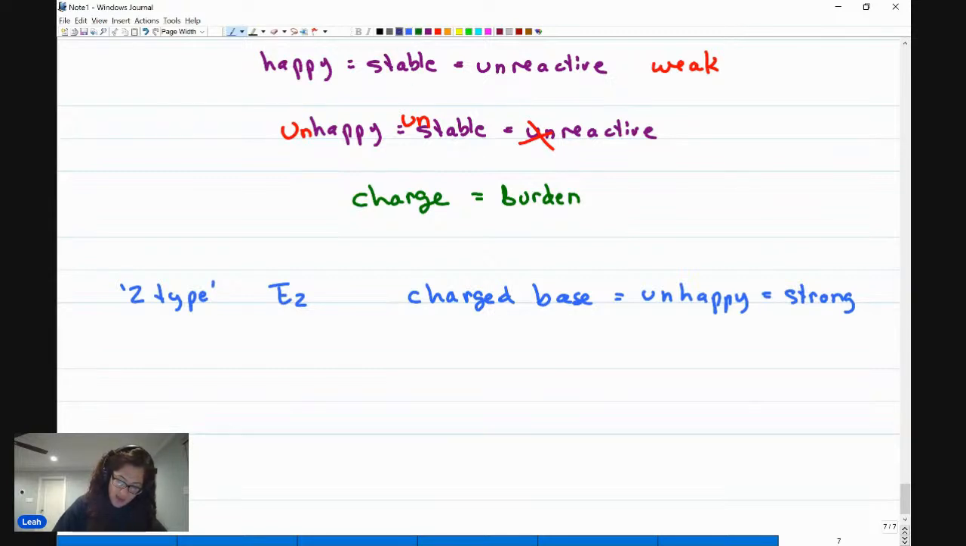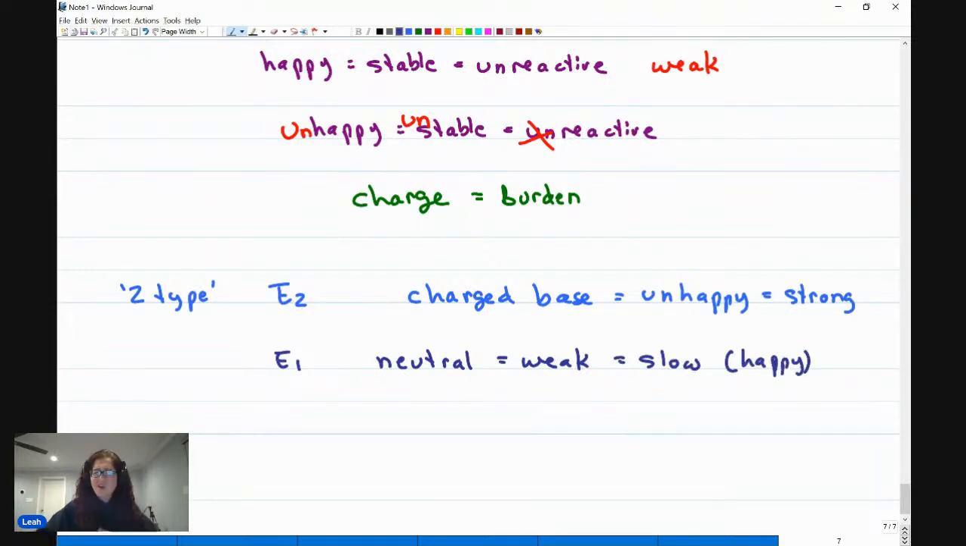But if I have an E1 reaction, I'm looking at something neutral. And if it's neutral, it's weak. And if it's weak, it's going to be slow because it's kind of happy, and it's not necessarily looking to go out of its way, attacking everything and just causing chaos. So this is what I call a one-type reaction.